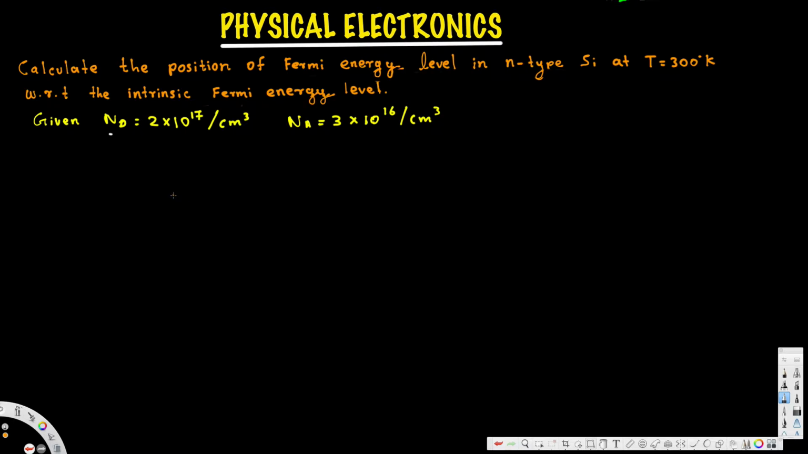What's going on, guys? Let's look at this problem right here. This question is asking, calculate the position of Fermi energy level in n-type silicon at T equal to 300 degrees Kelvin with respect to the intrinsic Fermi energy level.